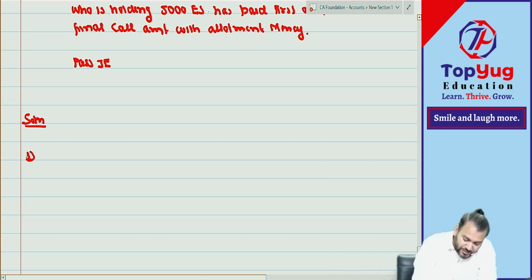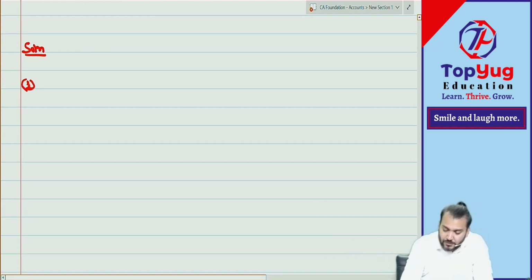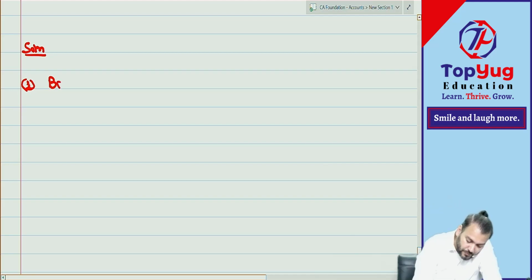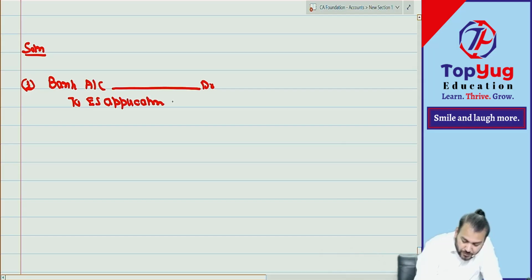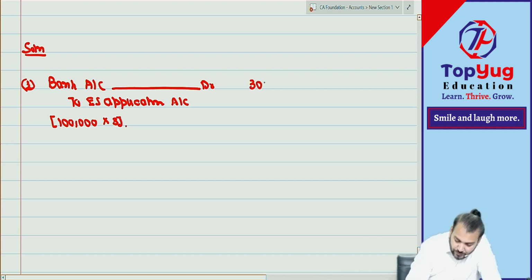The first journal entry is what? Once again, it is a question of under subscription. Under subscription, right? The first journal entry is what? Tell me. Bank account debit to equity share application account, amount 1 lakh into 3. How much? 3 lakh.